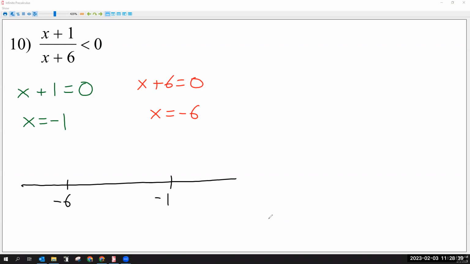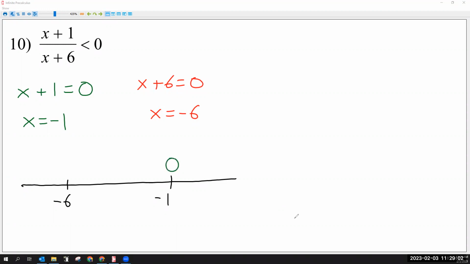And here's the reason why I color coded them. It's because when the top of my fraction equals 0, what happens to the whole fraction? 0. The whole fraction equals 0. So this is from the top, whole fraction equals 0. Ooh, colored that wrong. 0.